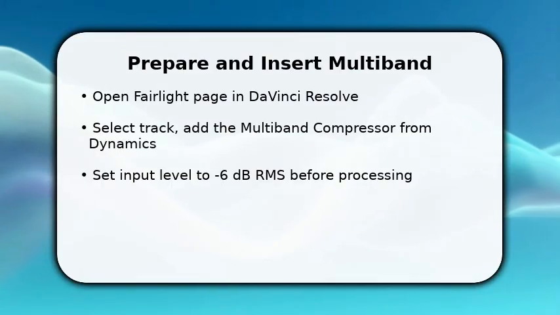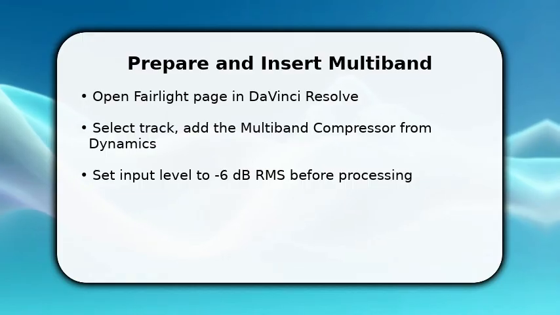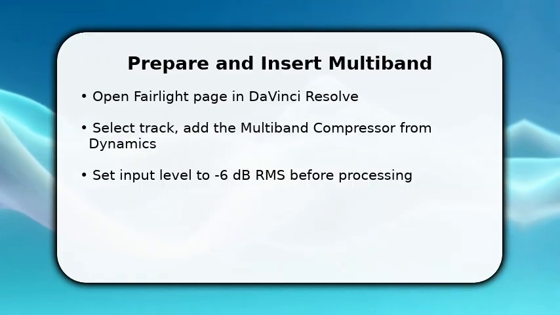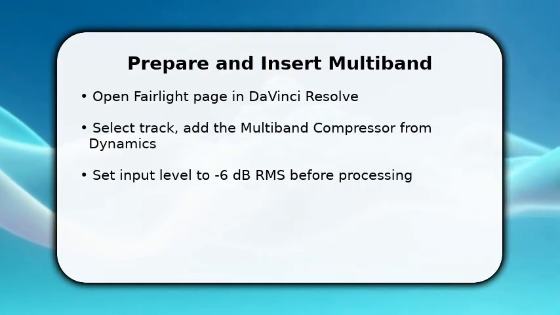You start by placing the multiband compressor on the track insert and setting a conservative input level. This protects headroom and gives predictable gain reduction. Once inserted, split the bands using the visual crossover points to match your source.